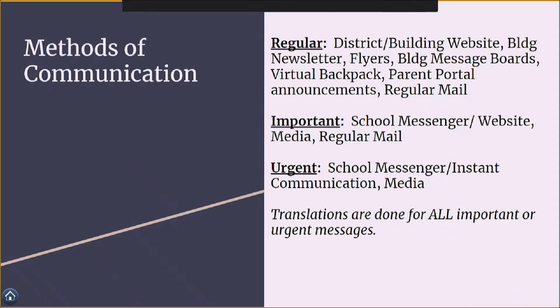When we get to those important messages, those are things that need to be read and responded to within a couple of days. We use School Messenger. School Messenger is an app overlay that pulls information from Infinite Campus, like TJ was referring to, and it can send out a text message, an email, and an auto dialer. Those important messages, again, go to the website, media, and regular mail.